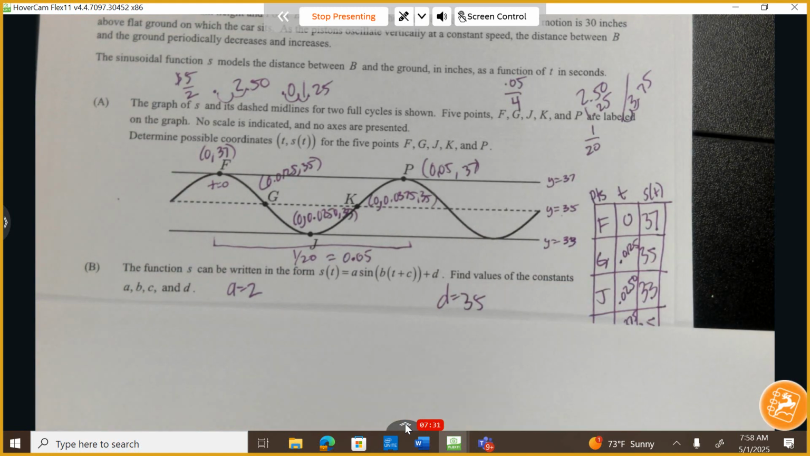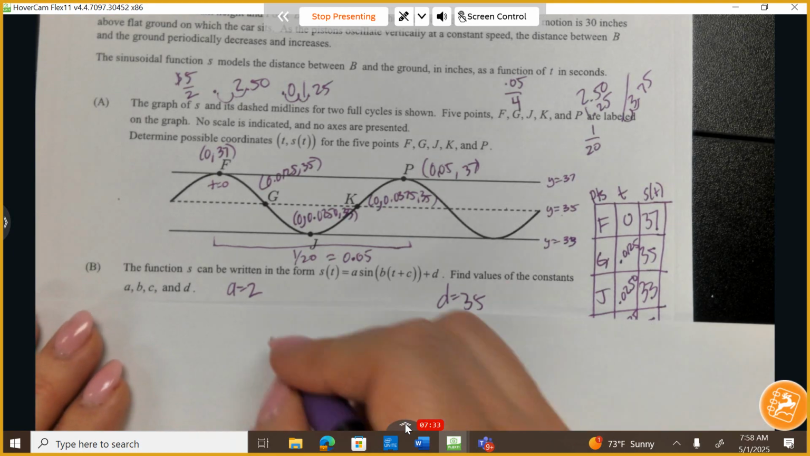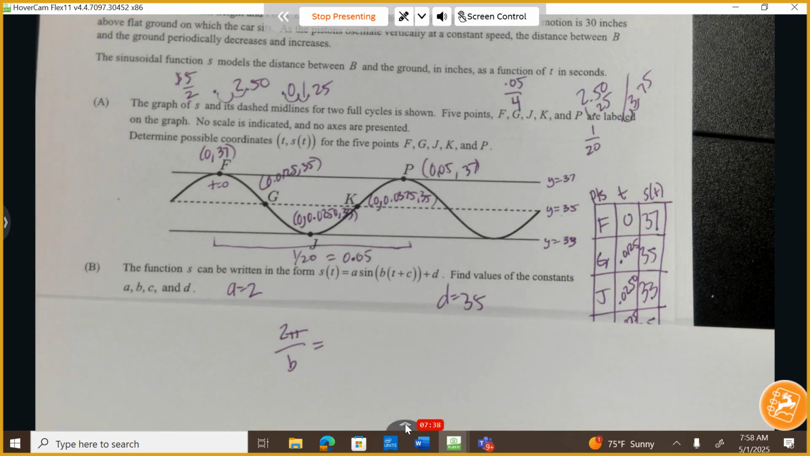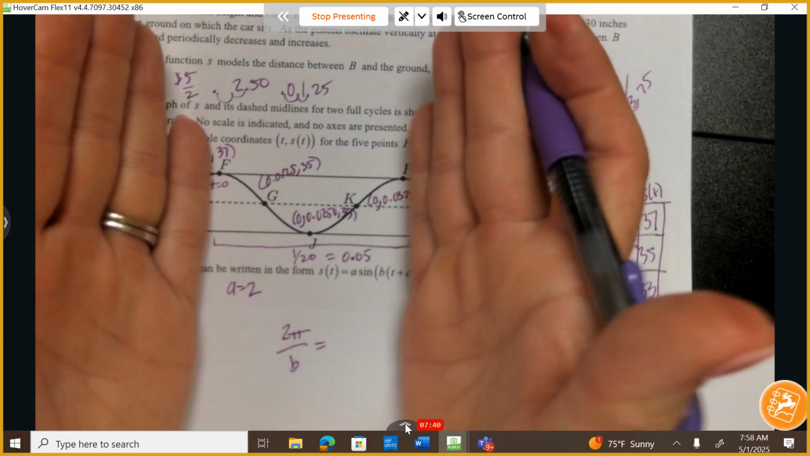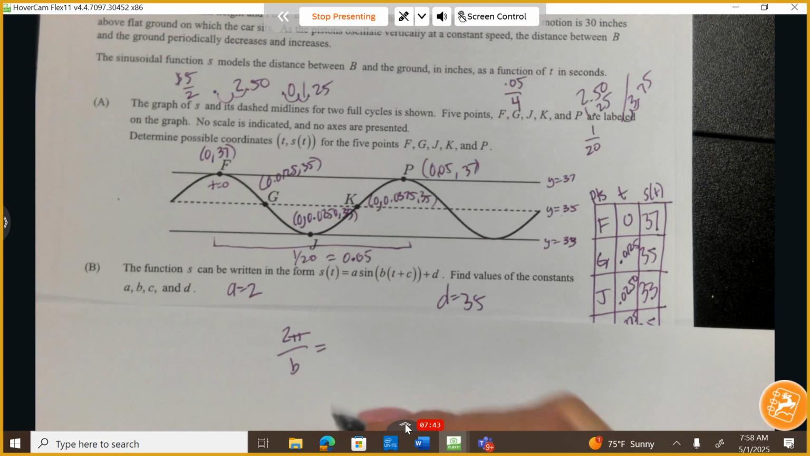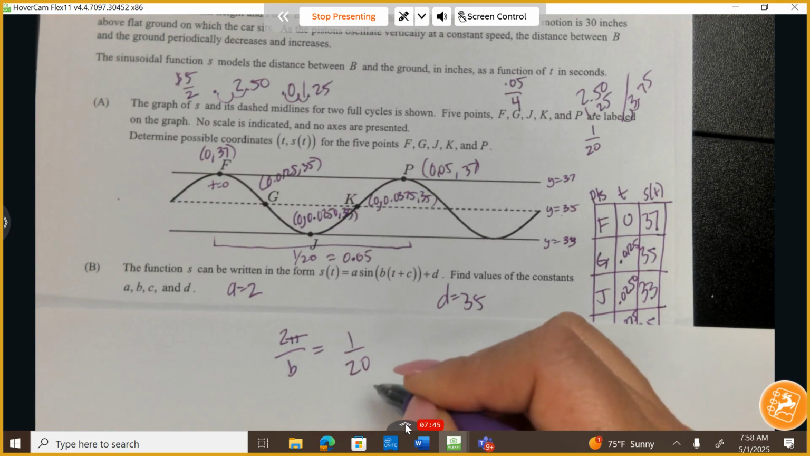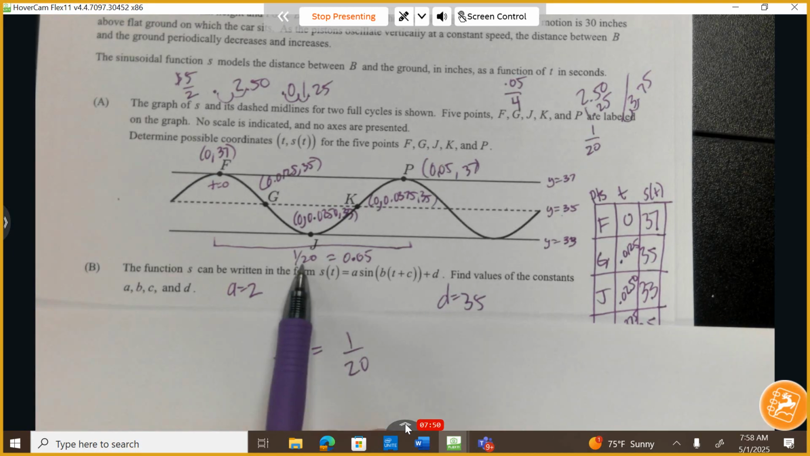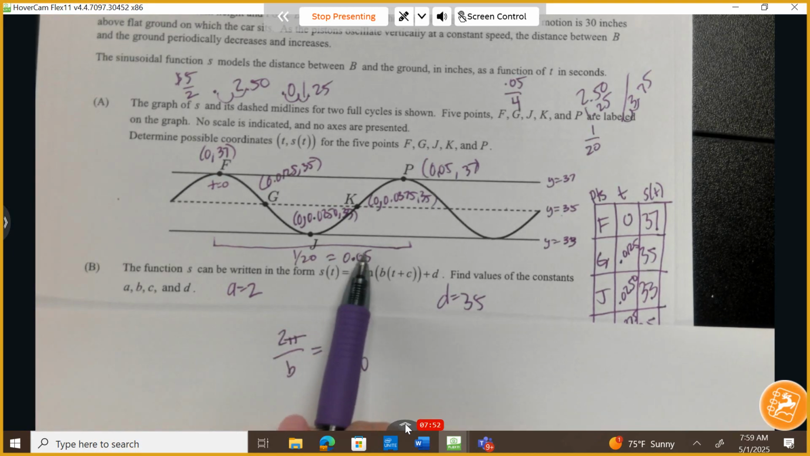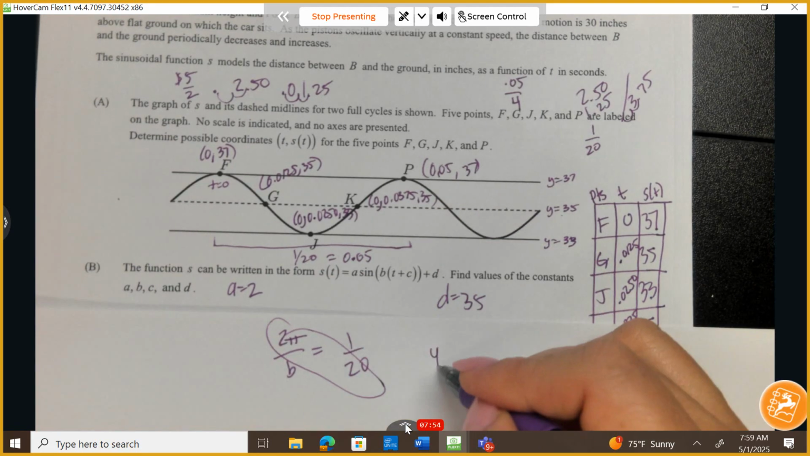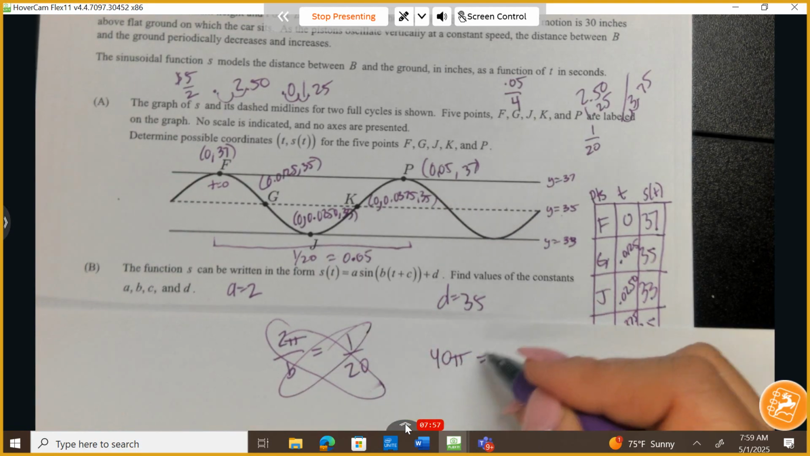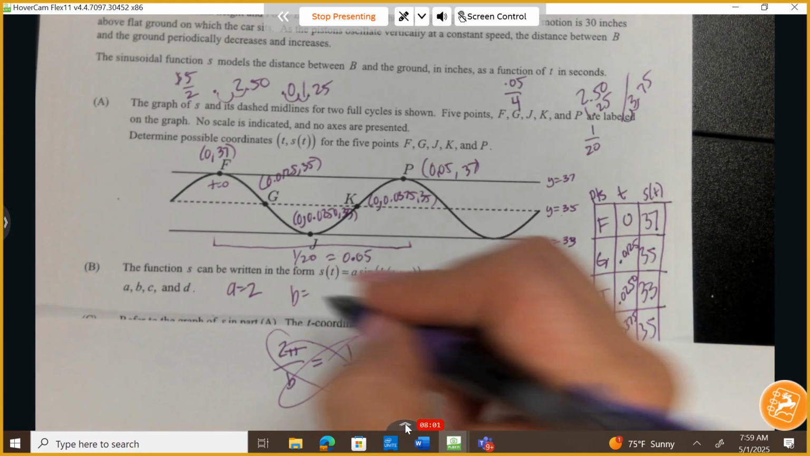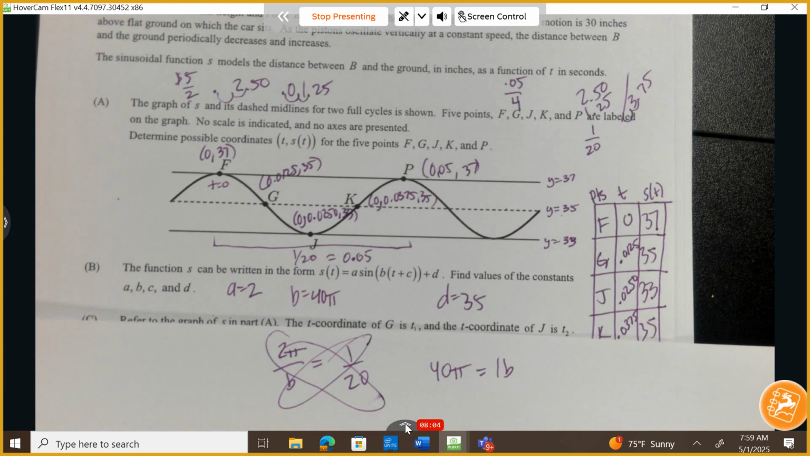Okay, got that. We already know that we can take 2 pi and divide it by b. 2 pi divided by b is going to be our period length. Now, I'm going to prefer to use 1 over 20 versus 0.05, just because I think it's going to be easier here. So I know 1 over 20 is equivalent to 0.05. Okay, here we go. I multiplied to get 40 pi equals 1b, divide by 1, and my b value is going to be 40 pi.